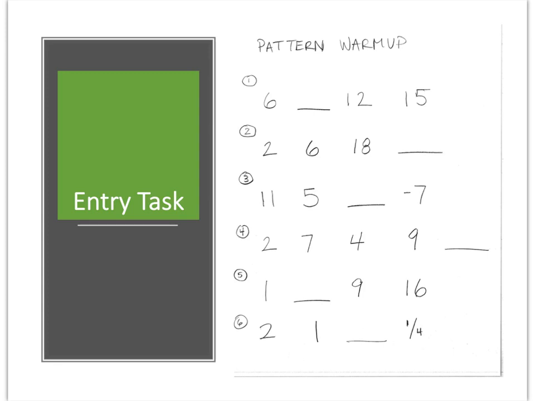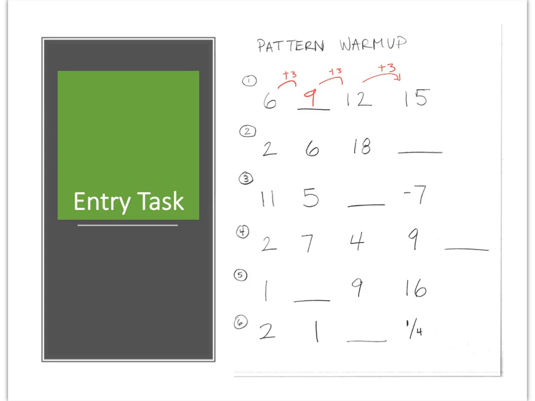All right, hopefully you've had a chance to pause the video and try these out. There are a few of them, and they're just kind of interesting. So 6, blank, 12, 15. It looks like they're going up in increments of 3. So 3 to 6, 9. So it goes plus 3, and then plus 3, and then plus 3.